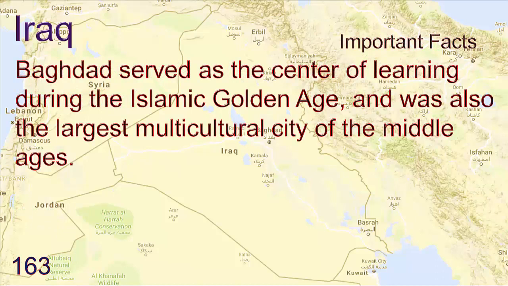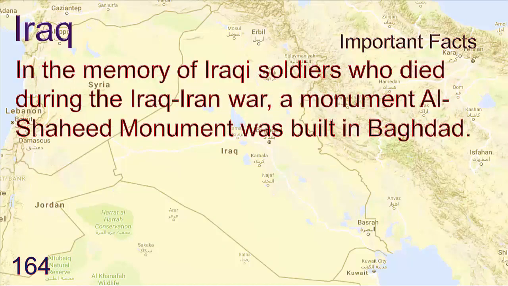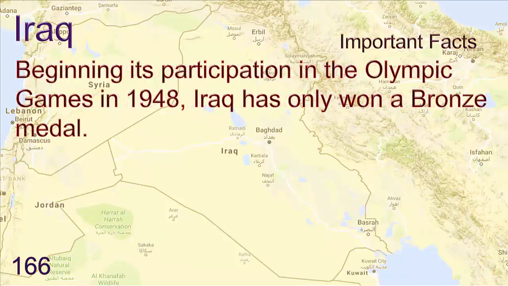Baghdad served as the center of learning during the Islamic Golden Age. In the memory of Iraqi soldiers who died during the Iraq-Iran War, a monument, Al-Shaheed Monument, was built in Iraq. In 1991, the phrase Allahu Akbar was added in green Arabic script to the flag of Iraq. Beginning its participation in Olympic Games in 1948, Iraq has only won a bronze medal.